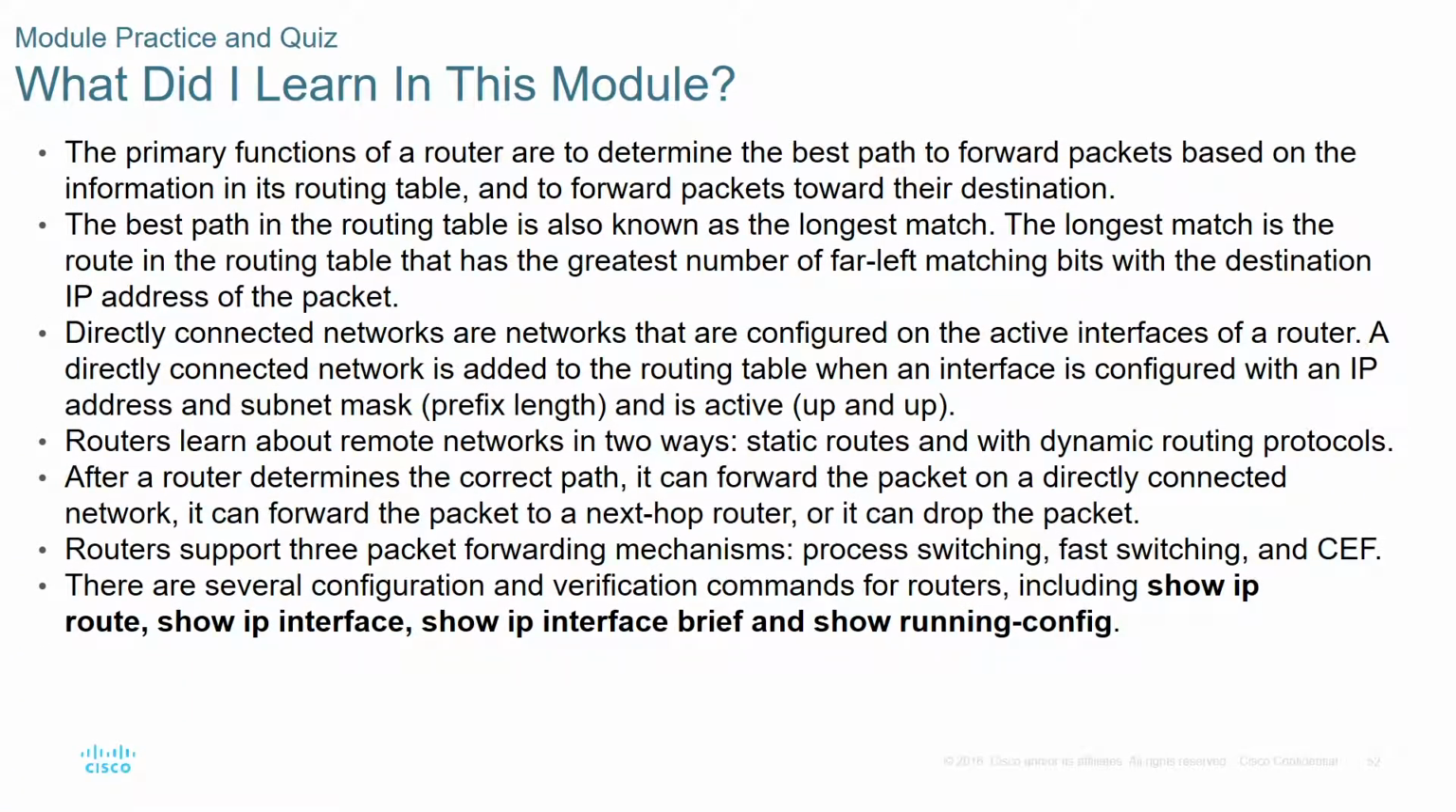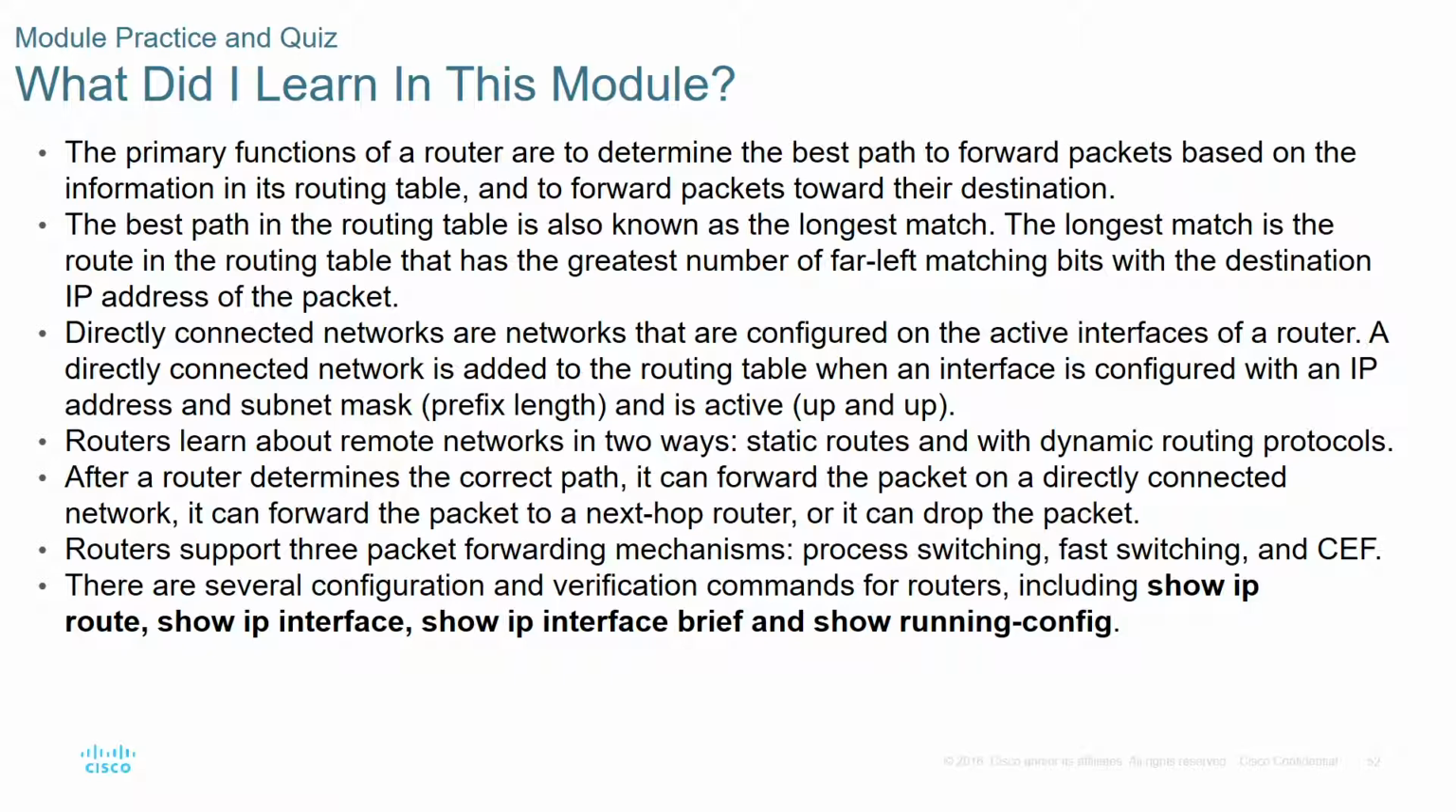What did we learn today? The primary functions of a router are to determine the best path to forward packets based on the information in its routing table and to forward packets toward their destination. The best path in the routing table is also known as the longest match. The longest match is the route in the routing table that has the greatest number of far left matching bits with the destination IP address of the packet.